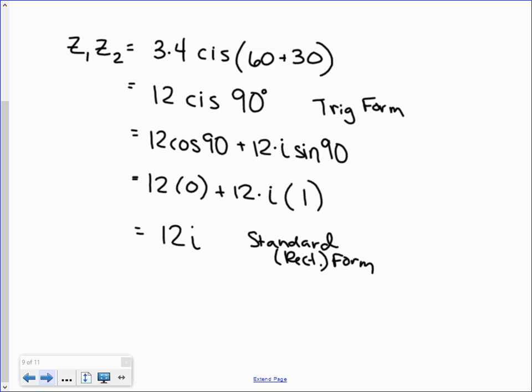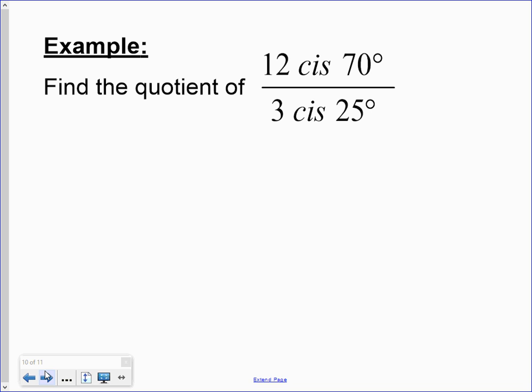So where you go depends on the directions. Most of the time, if it's an angle on the unit circle, keep going. If it's not an angle on the unit circle, just leave it. And then let's do one that is division, just so you can see the division formula at work. We'll kind of shorten the work that we do right here. Find the quotient of 12 cis 70 and 3 cis 25.